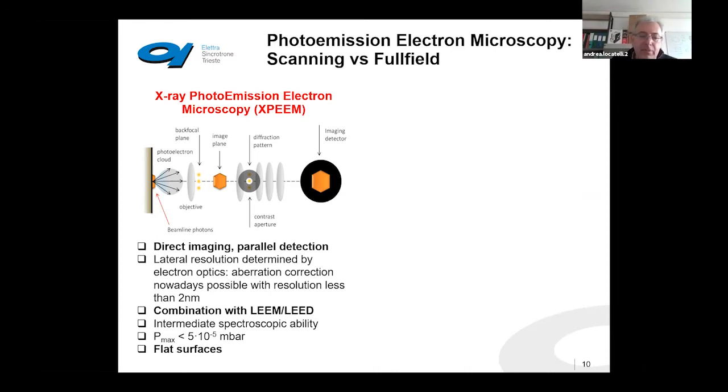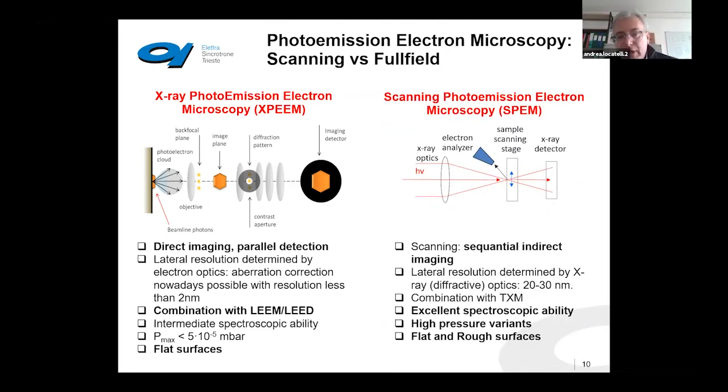This instrument can come in combination with other techniques like low energy electron microscopy and LEED. It has an intermediate spectroscopic ability, and it can work up to the high 10^-5 millibar range.